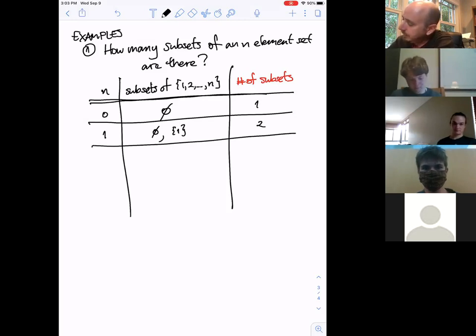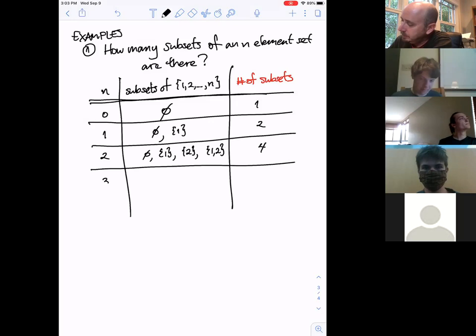And maybe we're finally getting to a case where it's a little more interesting. If I've got my 2-element set, 1, 2 with set braces around it, there's the empty set. There's the singleton set 1. When I say singleton, that means a 1-element set. There's the singleton set 2, and then there's the set 1, 2. Okay. So total, there are 4 of those. And now you see where we're headed.